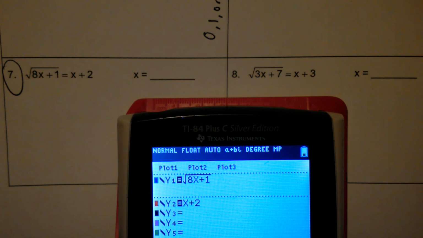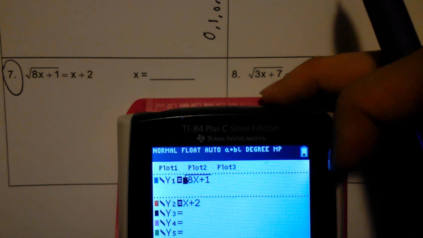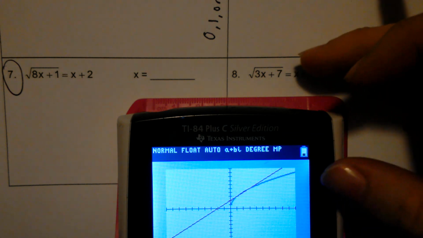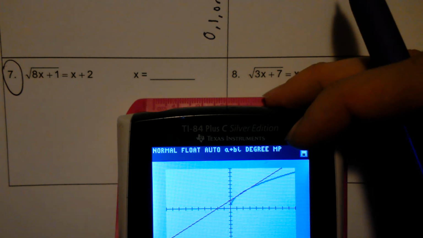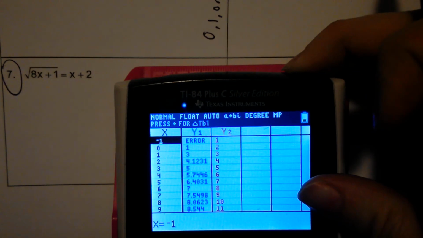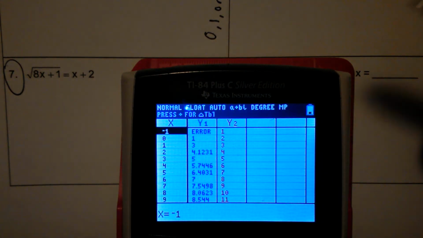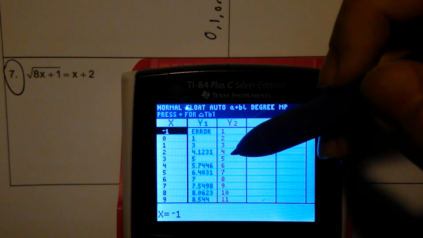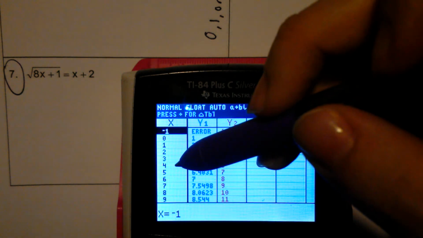Okay, so number 7, I put the left side in y1, the right side in y2. We graph it. So this one, I can't really tell. It looks like it might have crossed twice, somewhere in between 1 and 5. So we go to the table. You need to look. And indeed, they did cross twice. So I have 3, 3, 5, 5. So my answer is 1 and 3.